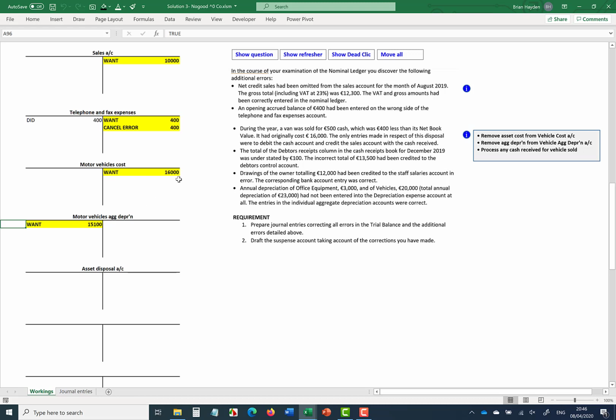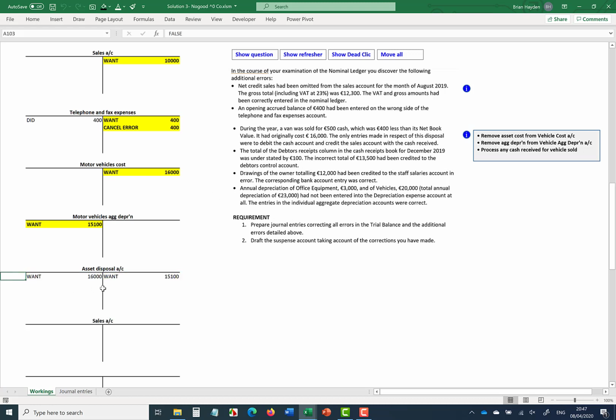And each of these needs to go into the asset disposal account. So this 16,000 is a credit here and a debit there, and here the 15,100 is a debit here and a credit there. So we're going to have to deal with those items. And there's also the cash received.